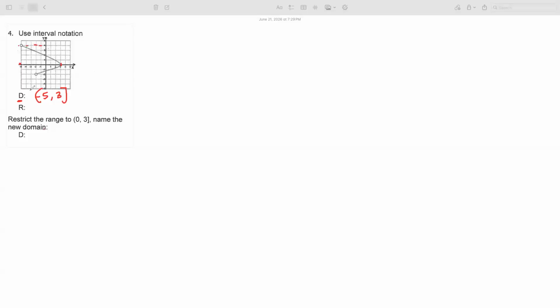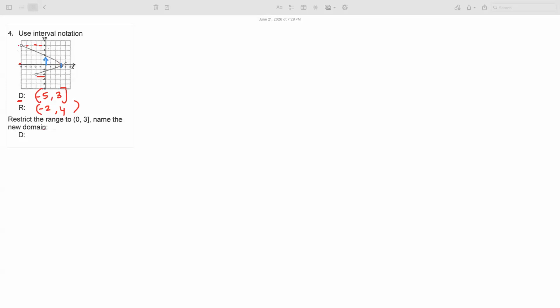Range goes from where? 4 is your highest. The lowest is -2. Both have brackets, parenthesis. Now, if you want to restrict the domain, I feel very confused. So you know what I do? You're going to restrict the domain to 0 and 3. 0 is here, okay, and 3 is here.